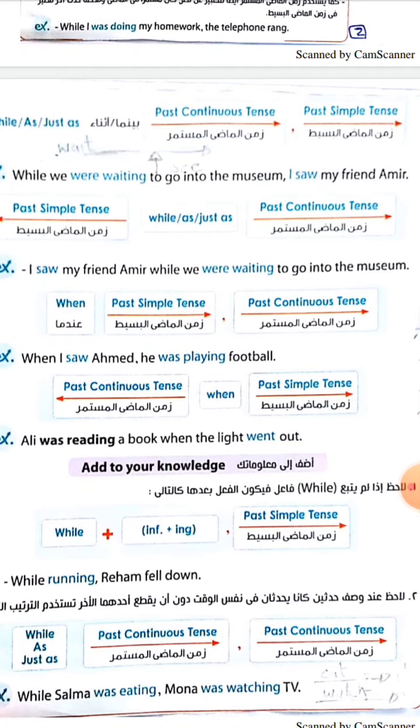Okay. If you want to take when in the middle of the sentence، لو حبينا نحط when في النص هناخدها بالpast simple، فهنقول علي was reading a book مثلا when the light went out، أو في المثال اللي احنا شرحنا عليه في الأول هقول أحمد was playing football when I saw him.